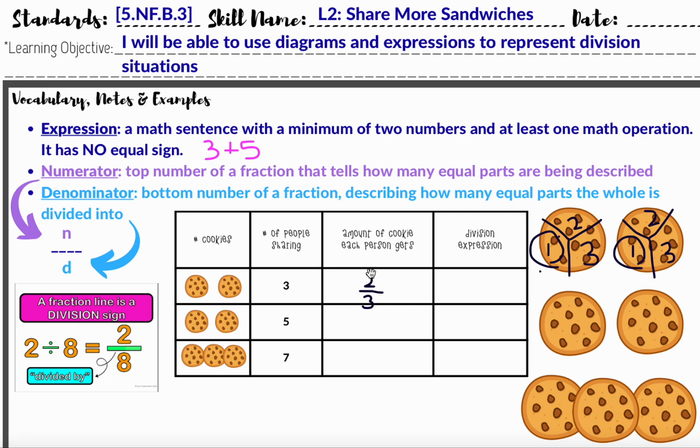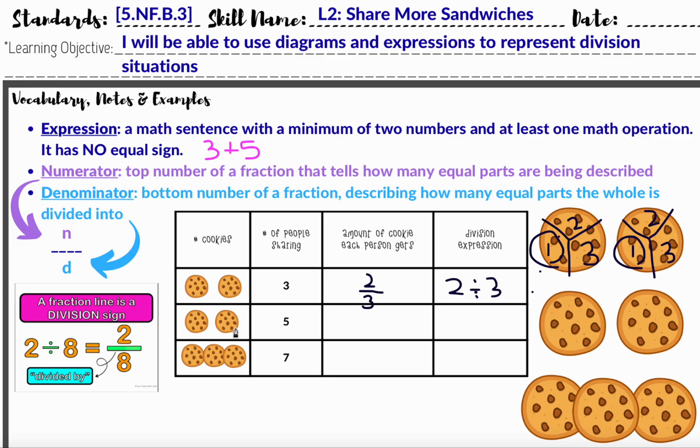Okay, again, how many do I have? 2. How many do I divide by? 3. How do I write a division expression? I'm going to go 2 divided by 3. Okay, so 2 divided by 3, because this fraction line means division. Okay, so now I'm going to go to this one.